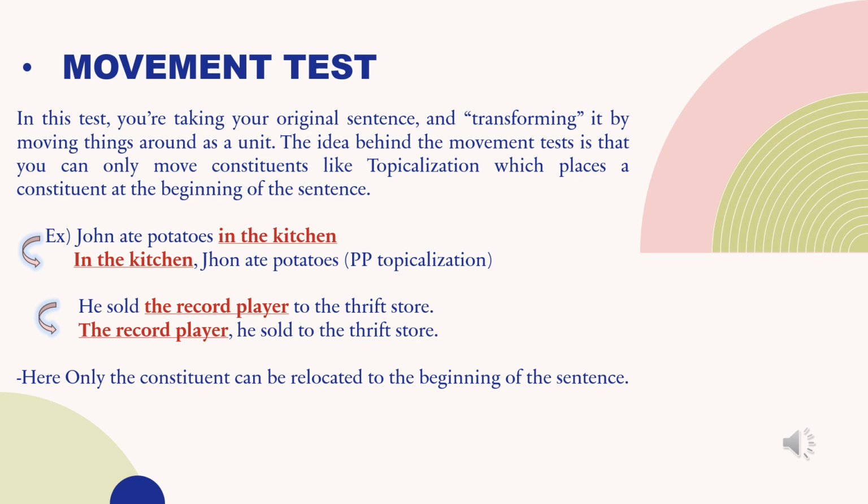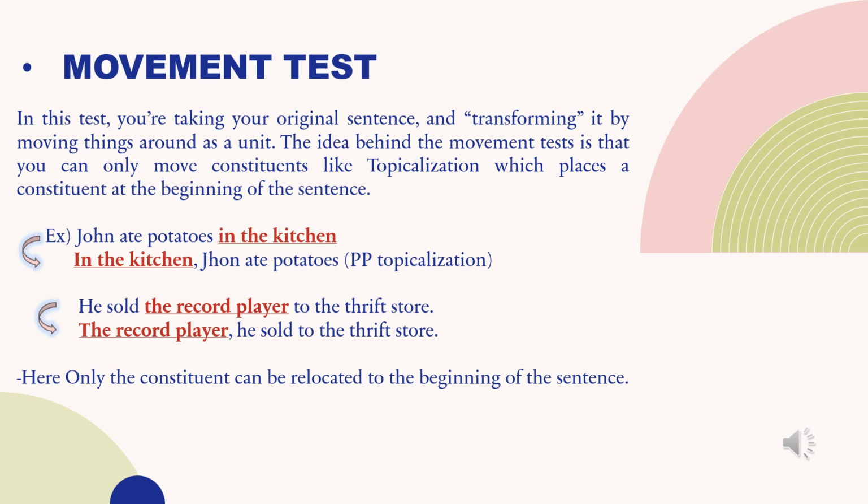The second test that we have is the movement test. In this test, you're taking your original sentence and transforming it by moving things around as a unit. The idea behind the movement test is that you can only move constituents, like topicalization, which places a constituent at the beginning of the sentence. Like in this example: John ate potatoes in the kitchen. We will take in the kitchen and place it at the beginning of the sentence, and we will get: in the kitchen John ate potatoes. This is called prepositional phrase topicalization.